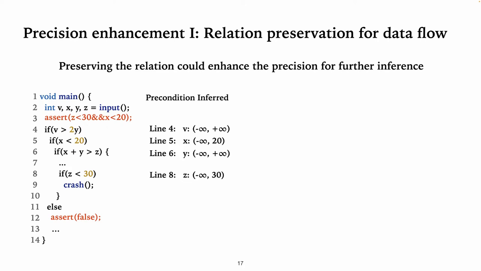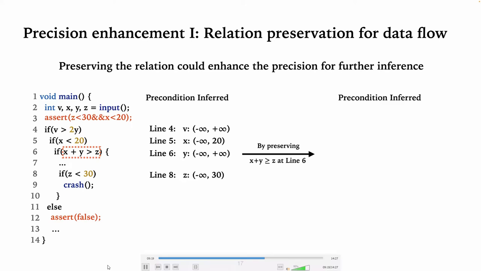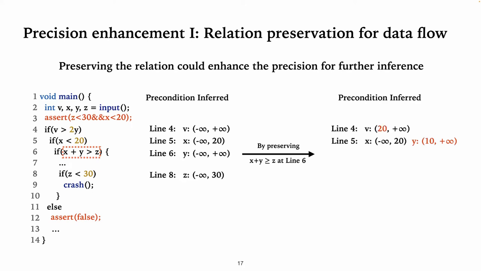However, if we preserve the relation among variables at line 6, then we can use it to update the precondition for variable y at line 5, which further benefits the precondition at line 4. Eventually, we can have a precondition with better precision.